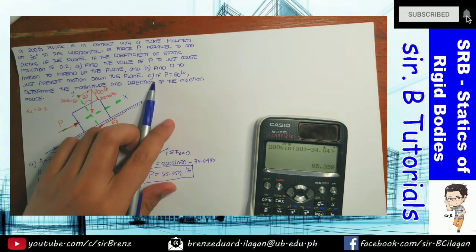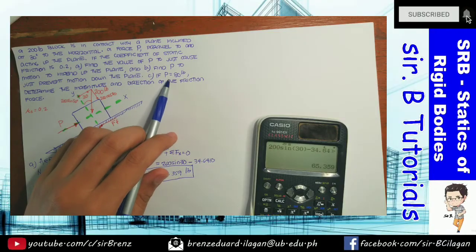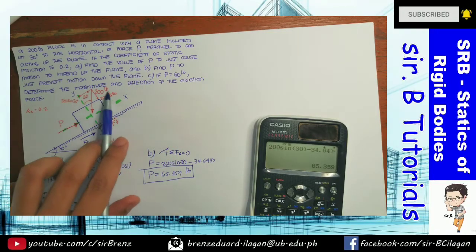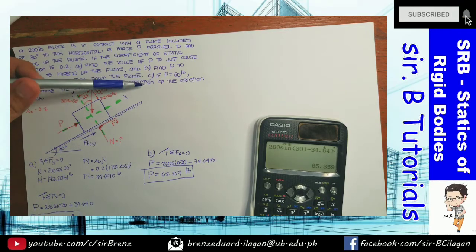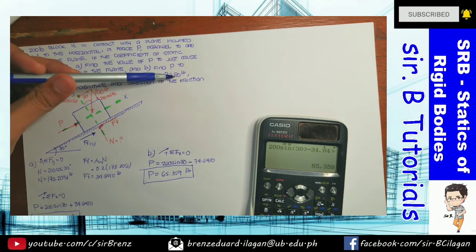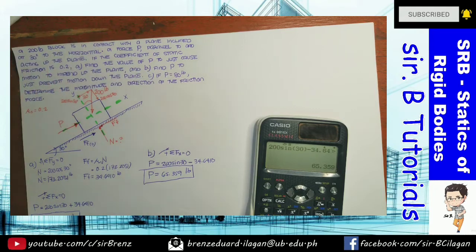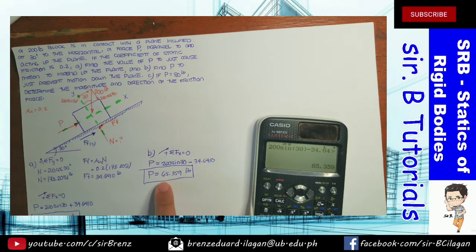Last will be for letter C. So the question now, guys, is: if P is equal to 80 pounds, determine the magnitude and direction of the frictional force. Okay, so this is how I understand it. Maybe the reason we were asked to find the values of A and B is so we can know the direction of C. Because what do you notice here, guys? This is 80 pounds, which means it is in between these two values. So the question is, if this is less than this value, what will be the direction of the frictional force?